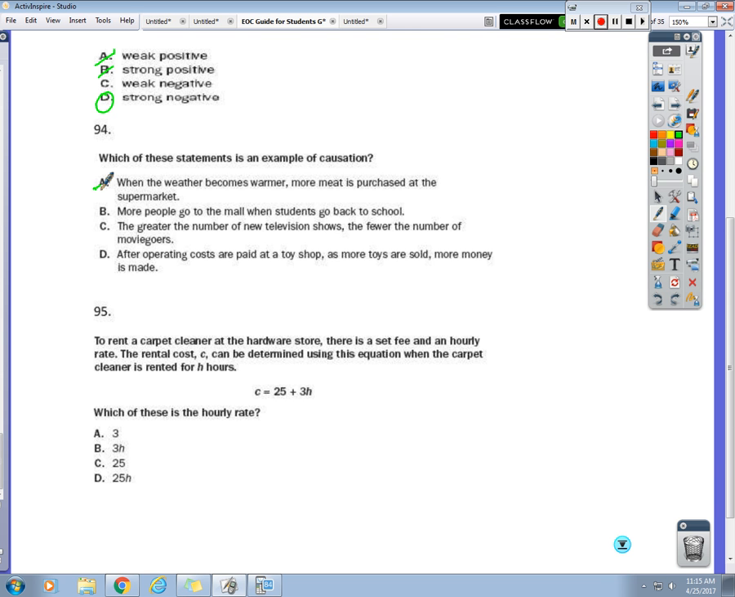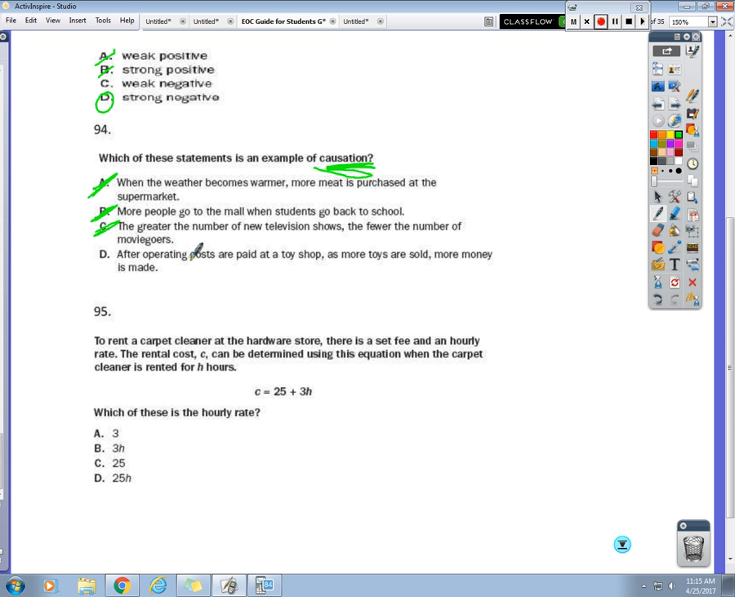B. More people go to the mall when students go back to school. That doesn't even make sense at all. It would be the opposite, really. Shh, turn around. C. The greater the number of new TV shows, the fewer number of moviegoers. No, I mean, there's correlation, but we're looking for causation. Does more TV shows cause you to not go to the movies? No.